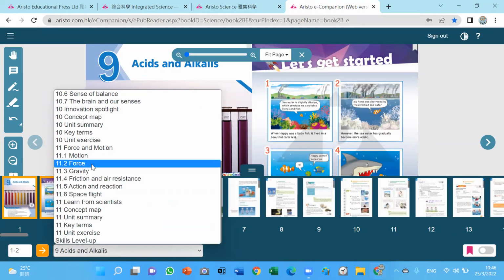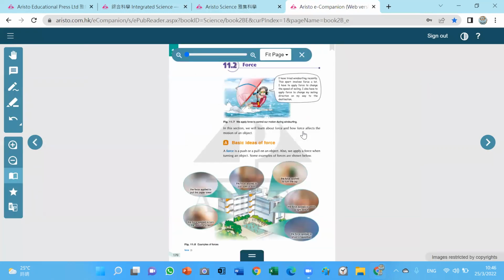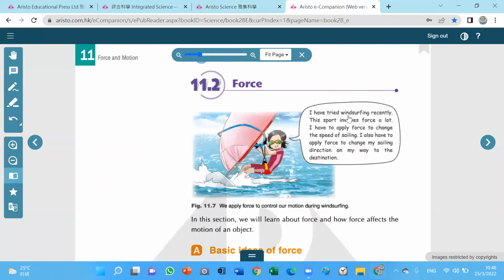So here are forces. Okay, so yes, see this here. Okay, so let's do this sample. If you don't understand, you must ask me.